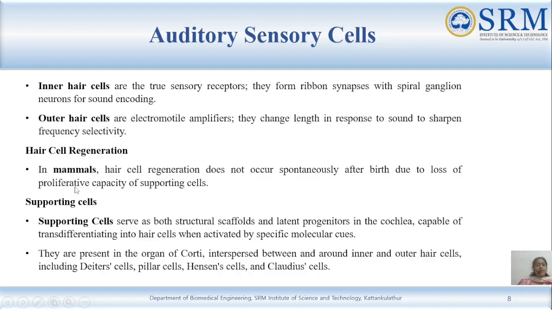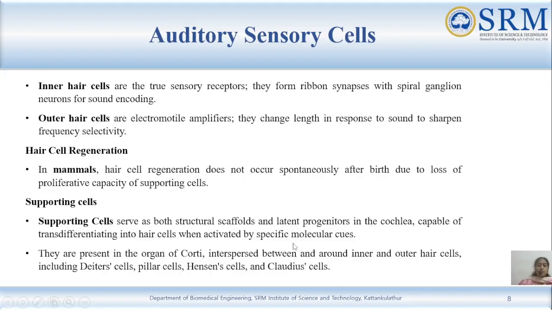So when we look at hair cell regeneration, in mammals, hair cell regeneration does not take place spontaneously after birth. This is due to the loss of the proliferating capacity of the supporting cells. But if we are looking at non-mammals like birds and fish, the supporting cells can transdifferentiate or proliferate in order to make up for the loss of the hair cells. So if there's any damage, the supporting cells will convert themselves into hair cells.